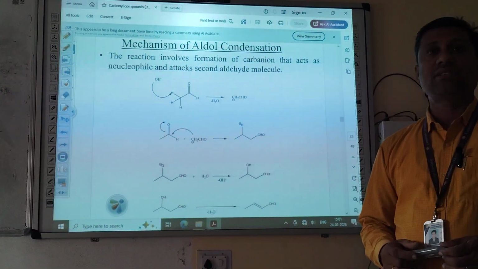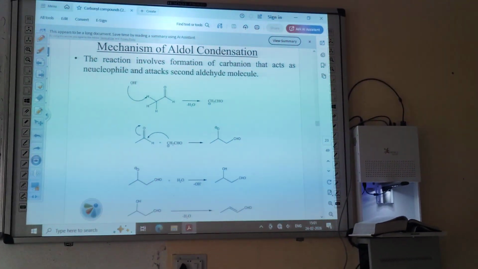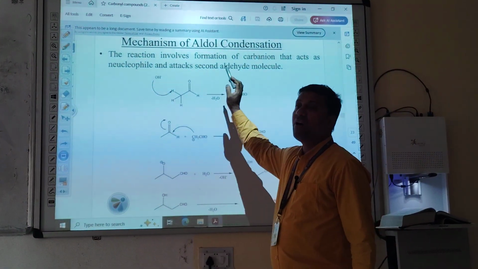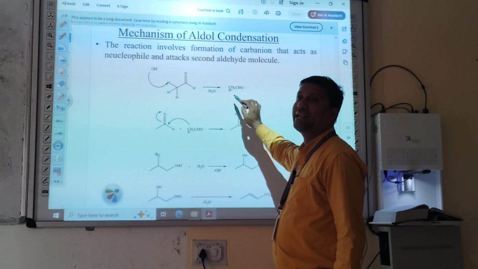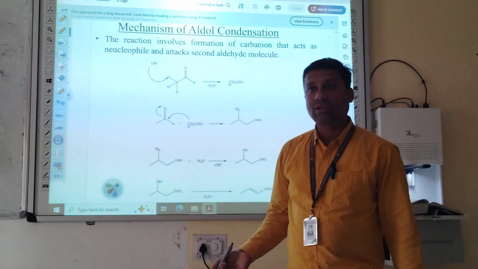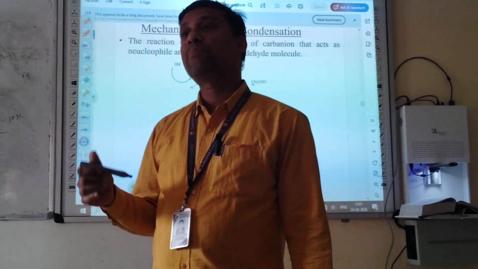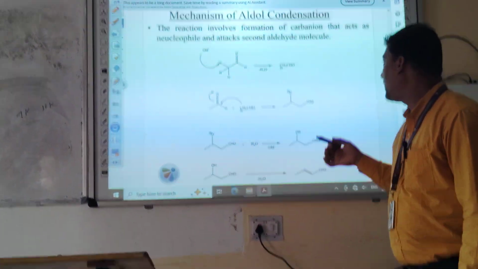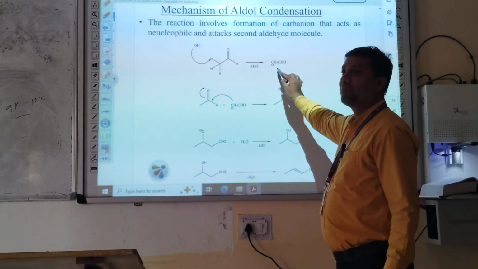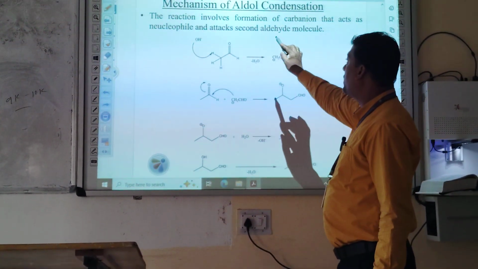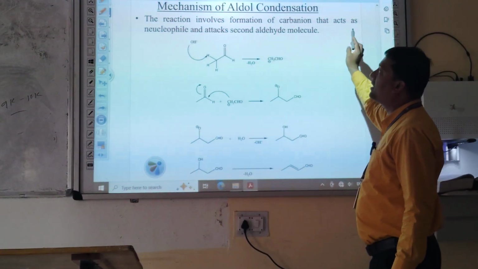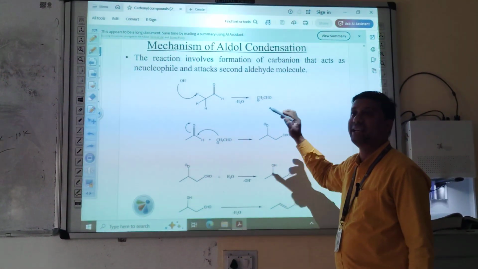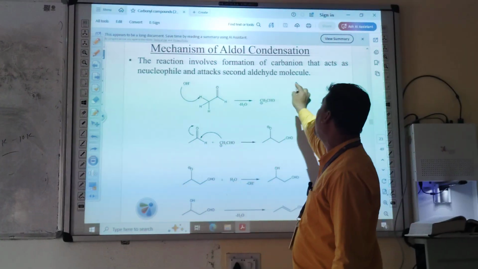How does aldol condensation occur? What is the exact mechanism? The reaction involves the formation of carbanion. This is an anion. Is carbanion an anion or cation? Carbonium is cation and carbanion is anion. Here the minus charge is there. The reaction involves formation of carbanion that acts as nucleophile. The negatively charged species acts as a nucleophile and attacks the second aldehyde molecule.